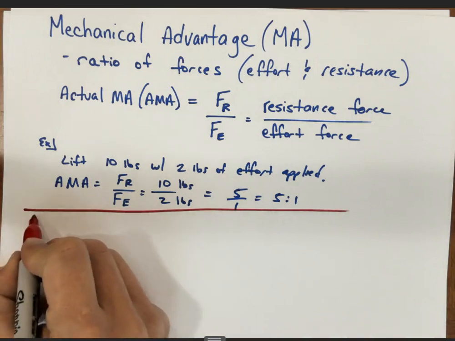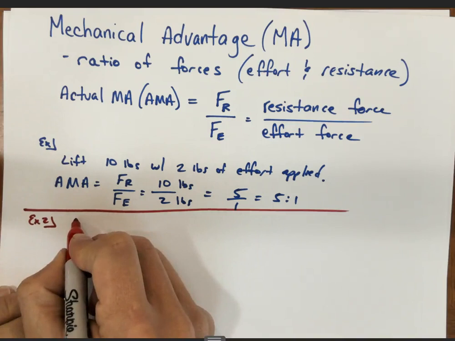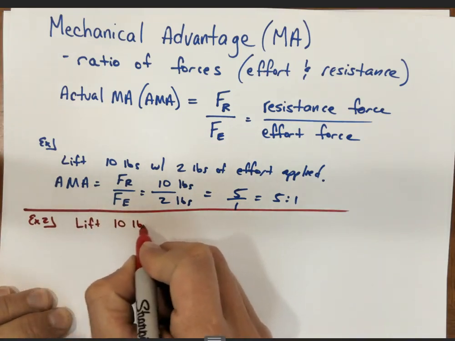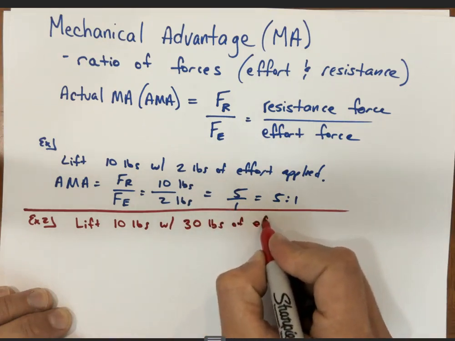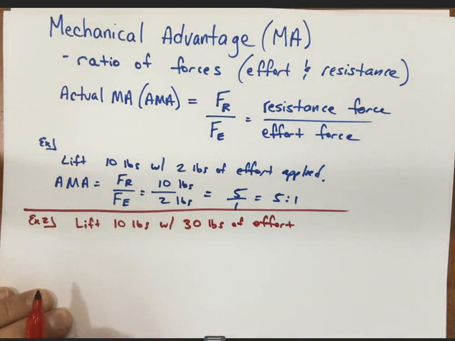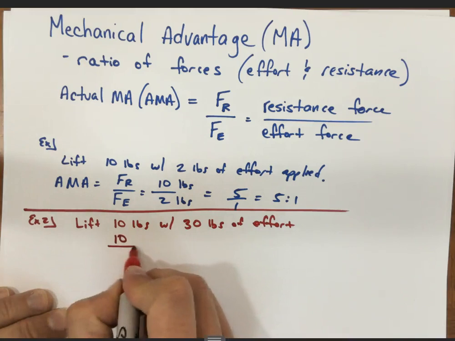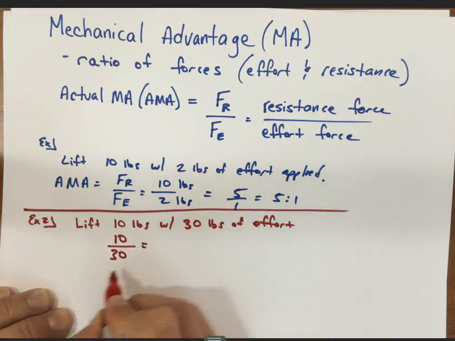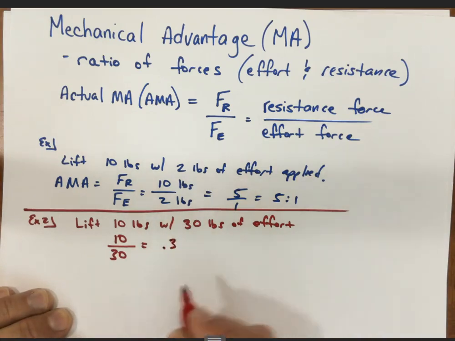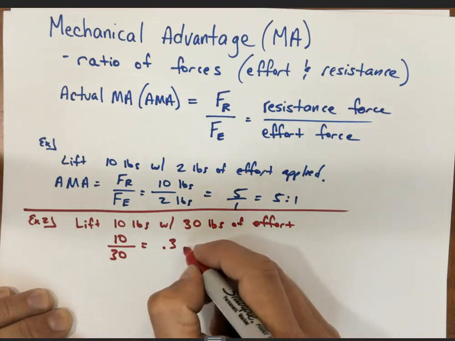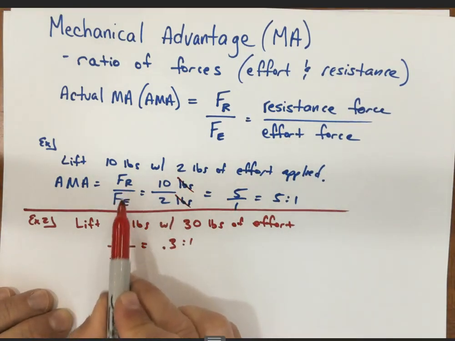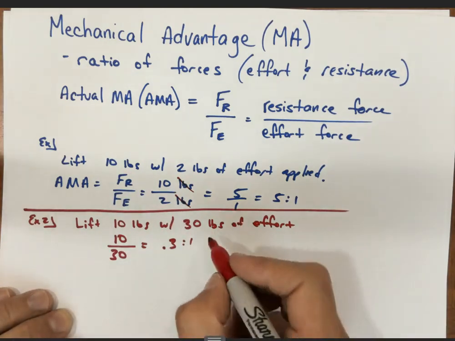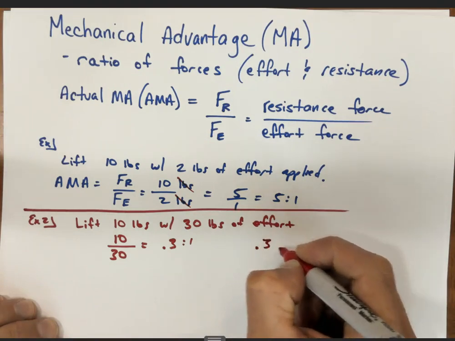What if you had a second example where, let's just say, we use the same 10 pounds, lift 10 pounds with 30 pounds of effort. The formula is still FR over FE. In this case, 10 is still our FR, 30 is now our FE, and so we would get a ratio of 10 thirds, a third, 0.3 or 0.3 to 1. Okay, I meant to note before that the units for mechanical advantage is none. There's no units. It's just a ratio because you're dividing common things, and so those units cancel out. So here we get a ratio of 0.3 as a decimal, 0.3 repeating, I guess.